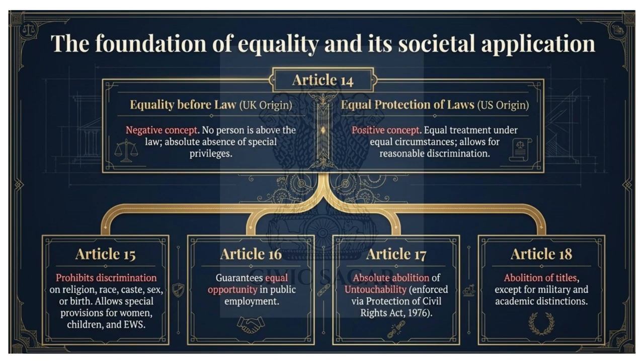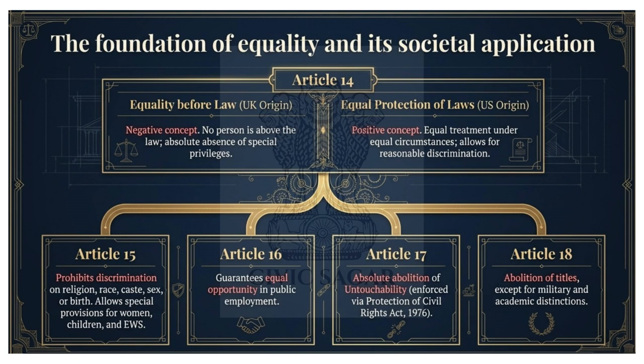Following this foundation, the remaining articles apply equality to everyday society. Article 15 bans the state from discriminating against any citizen based strictly on religion, race, caste, sex, or place of birth. However, it leaves room for fair progress by allowing special provisions for women, children, and the economically weaker sections. Article 16 opens the doors of opportunity by guaranteeing equal access to public employment for all citizens. Article 17 is an absolute mandate. It completely abolishes untouchability, in any form, an offense strictly enforced by the Protection of Civil Rights Act of 1976.